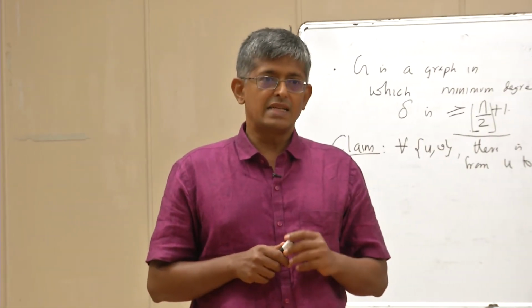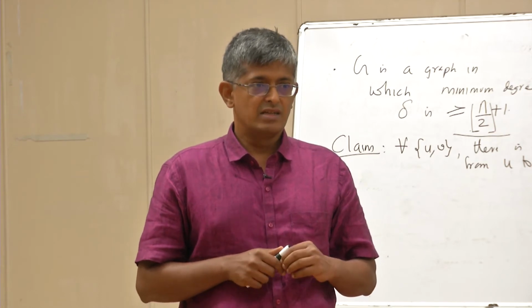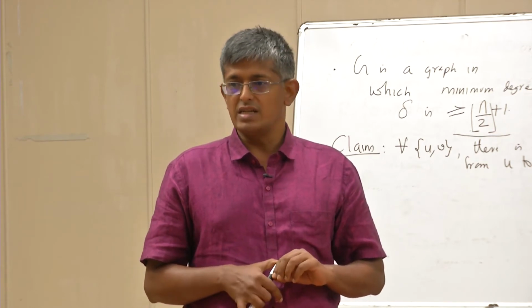So let me ask you one question. I want you to construct a graph on n vertices with as many edges as possible, but it should not have a triangle. What is the maximum that you can achieve? I want you to construct a graph on n vertices, and you must put in as many edges as you can, but the graph should not have a triangle at the end. How many edges can you achieve?